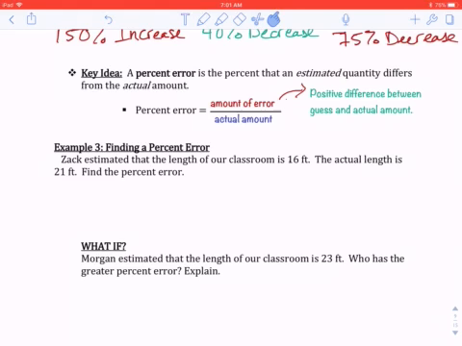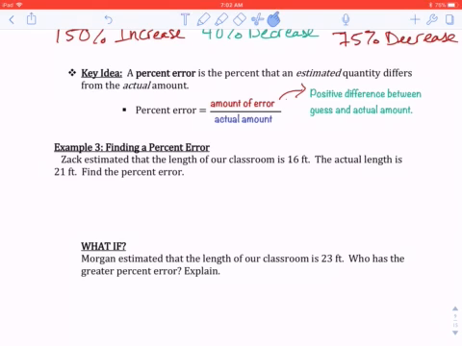Now the last thing in section 6.5 here is percent error. So the percent error is just the percent that an estimated quantity differs from the actual amount. You can see here that the formula is very similar, but it just has a different meaning. So we take the amount of error over the actual. So you want the positive difference between the guess and the actual amount.